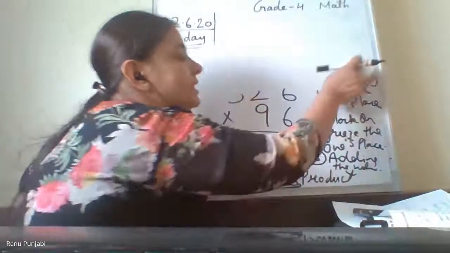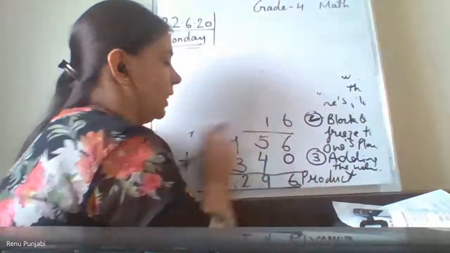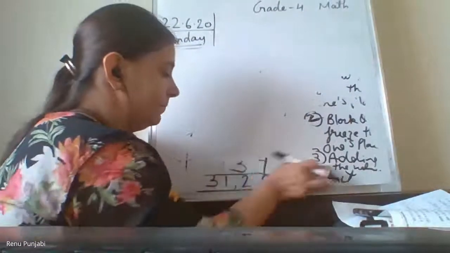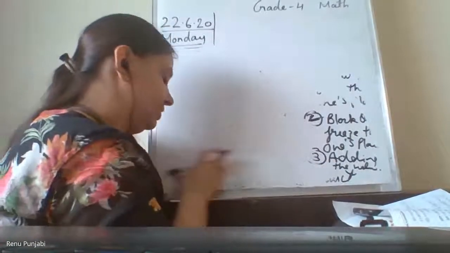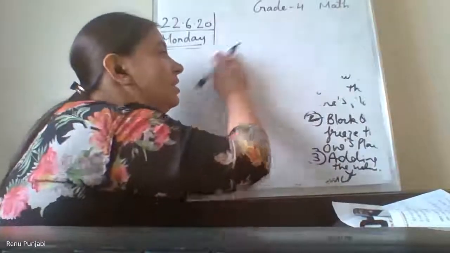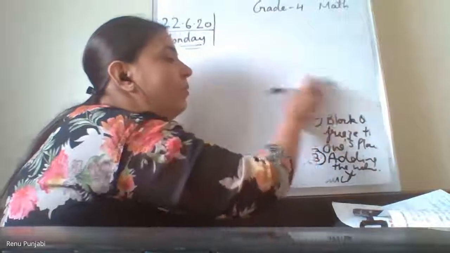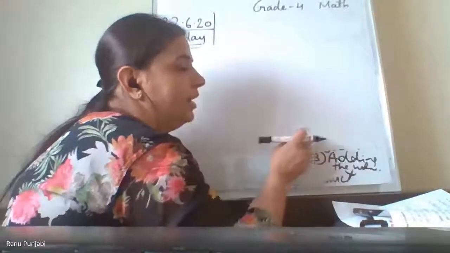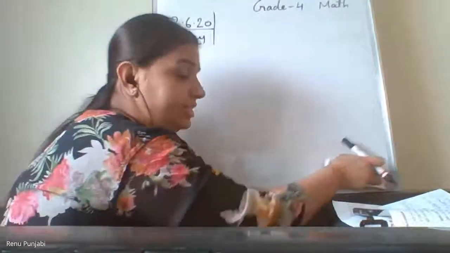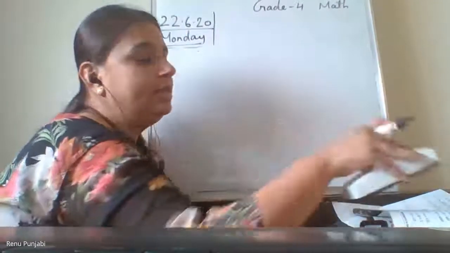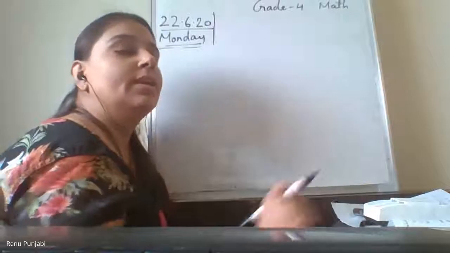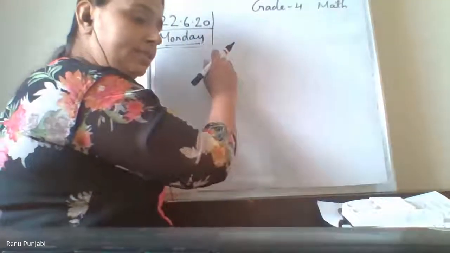Steps will be the same. Only you have to learn the tables in multiplication. If you are a little weak or you do not cope up with the tables, you will not be able to do the multiplication sums. I will tell you some tricks to learn the tables also. So first we go with the sum.